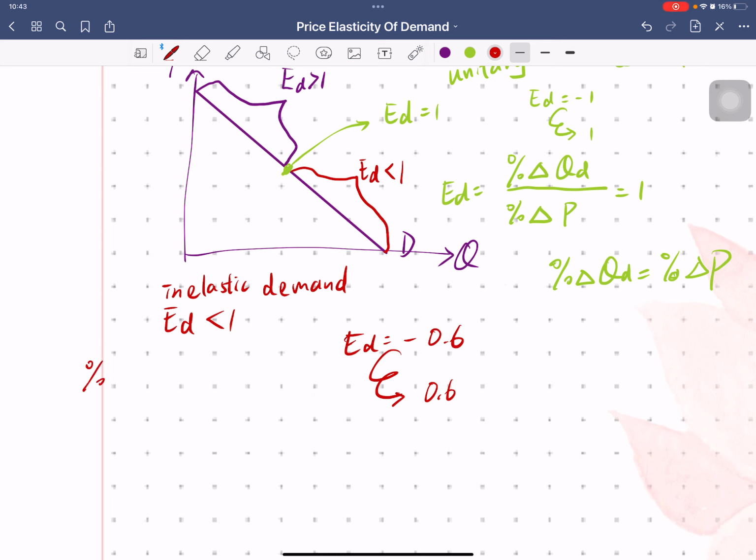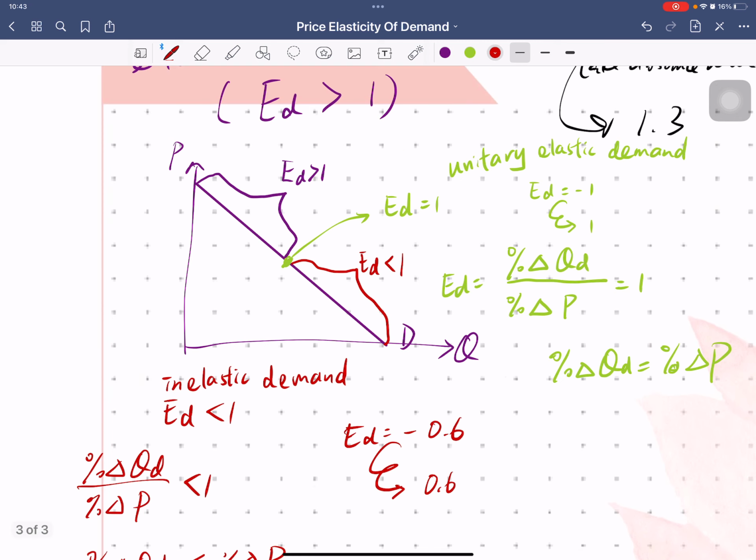We plug in the price elasticity of demand formula, the percentage change in quantity demand over percentage change in price, which is the definition of the price elasticity of demand, and it is smaller than 1. Then we know that the percentage change in quantity demand is smaller than the percentage change in price. So this is the implication.